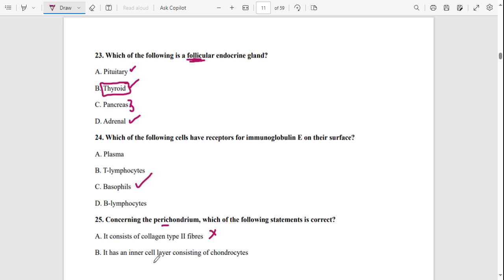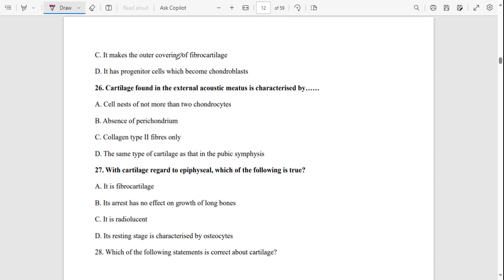It has an inner cell layer consisting of chondrocytes. This is not correct. The inner cell layer of the perichondrium has chondroblasts, not chondrocytes. It makes up the outer covering of the fibrocartilage. Is this true? This is not true. Fibrocartilage does not have a perichondrium, unlike elastic cartilage and hyaline cartilage. It has progenitor cells which become chondroblasts. This is true. It does have progenitor cells which form chondroblasts, which build this cartilage.